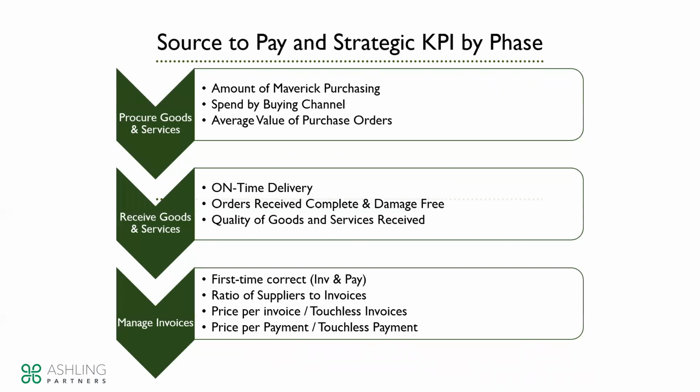If you're collecting invoices, what's the first time correct that you can process all the way through? You can do a touchless invoice, touchless payment. These are all examples of items that you may want to be tracking as a continual process improvement. Cost per invoice would be another example, how much it costs you to process an invoice.